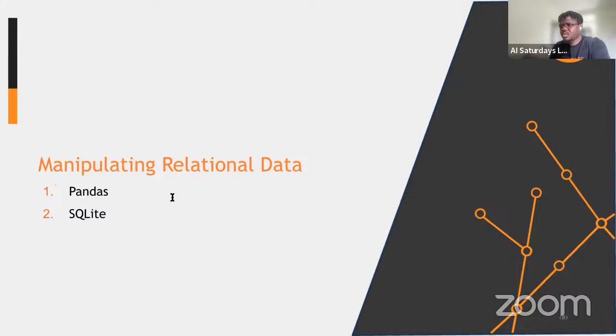So thanks guys. Welcome back. We're going to be moving on to the next section now, which is manipulating relational data. Now we've explained the concept of it, the idea of dealing with data in rows and columns. So now, how do we manipulate relational data? Keep in mind, this is not an exhaustive list, but this is what we're going to be covering in this class. So Pandas and SQLite.